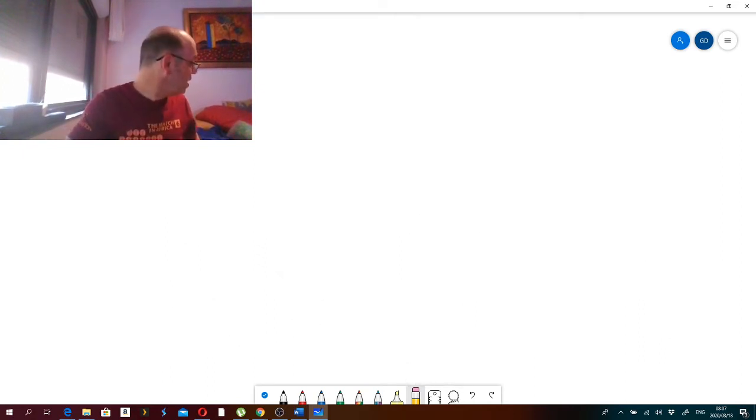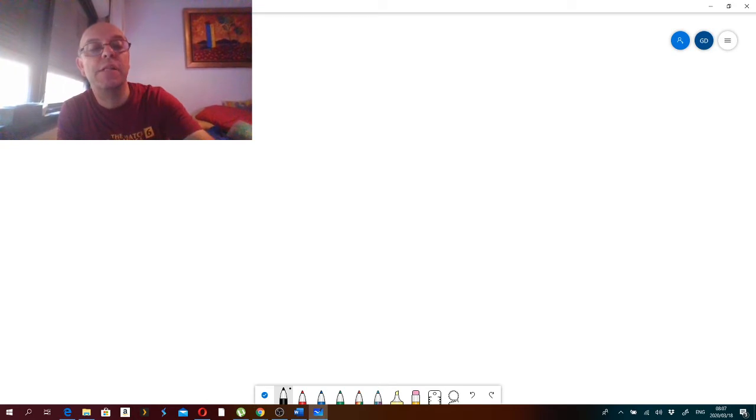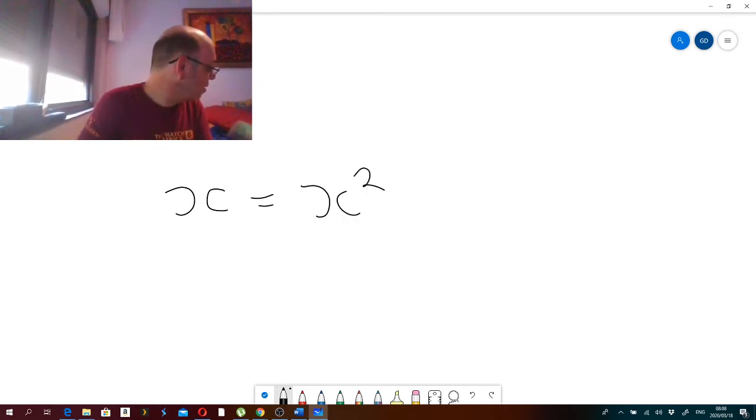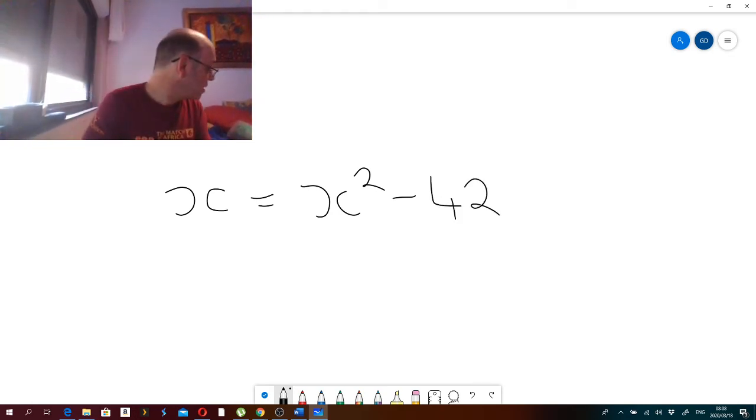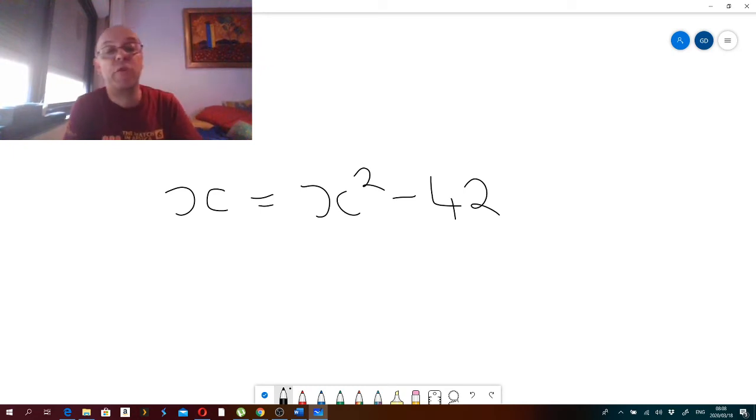Number 2 says a number x is equal to its own square. Alright, so we're going to take the number x and we're going to make it equal to its own square. There we go. And it says a number x equal to its own square minus 42. There we go. And then it says find 2 possible values for x. Alright, again, we'll reorganize this.